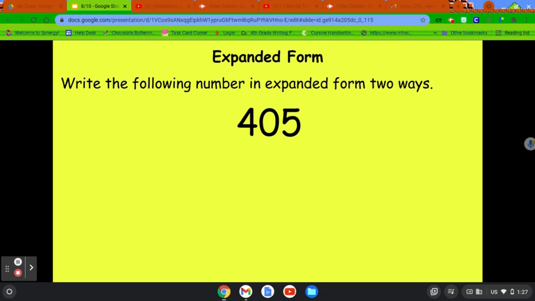All right, guys, let's take a look at this one. You have the number 405. I asked you to write that in expanded form two ways. Let's start with the third grade way. The 4 is in the hundreds place, so it has a value of 400. Plus, you don't have any 10, so you can skip over that. The 5 is in the ones place, so that's 400 plus 5.